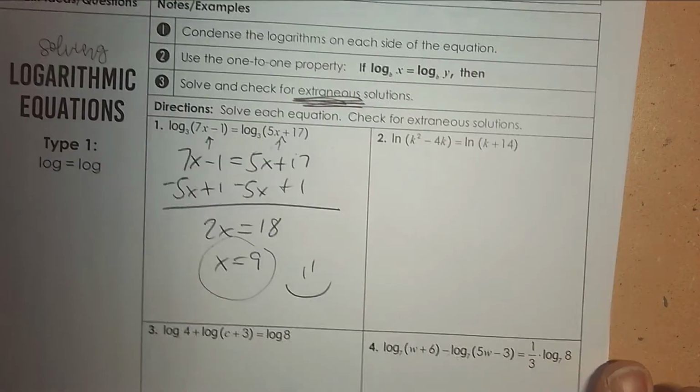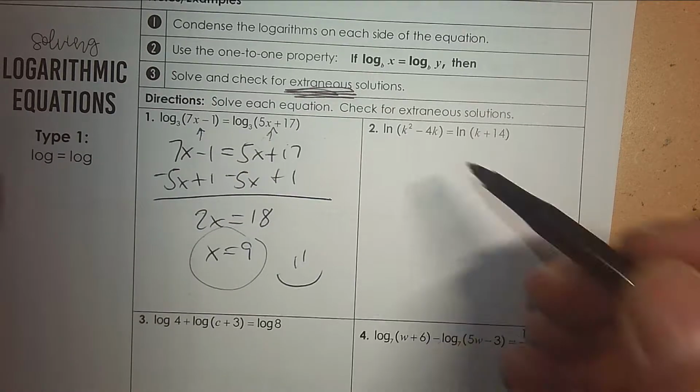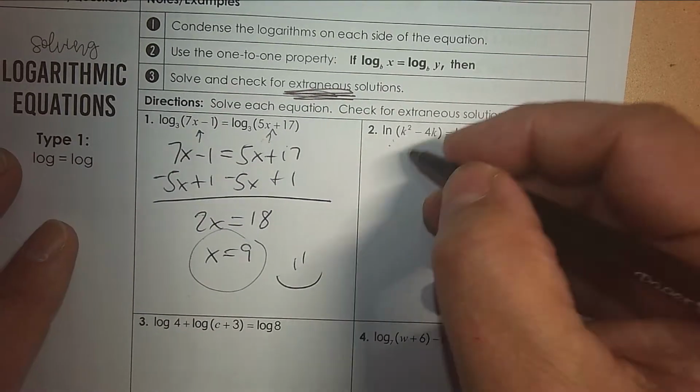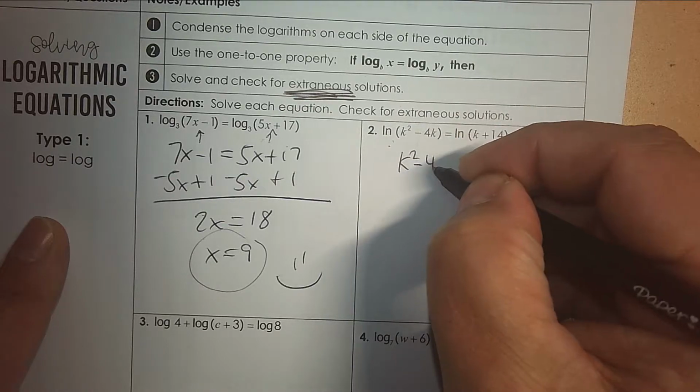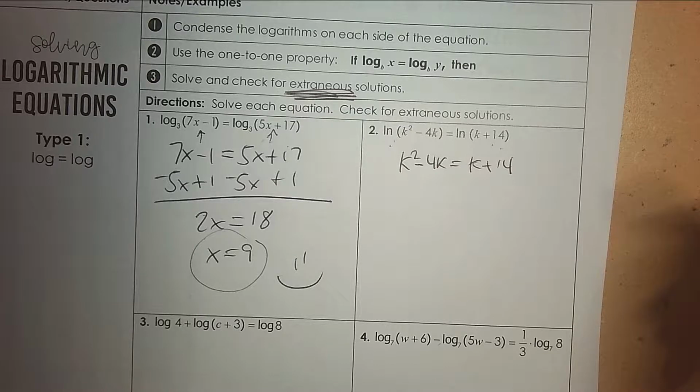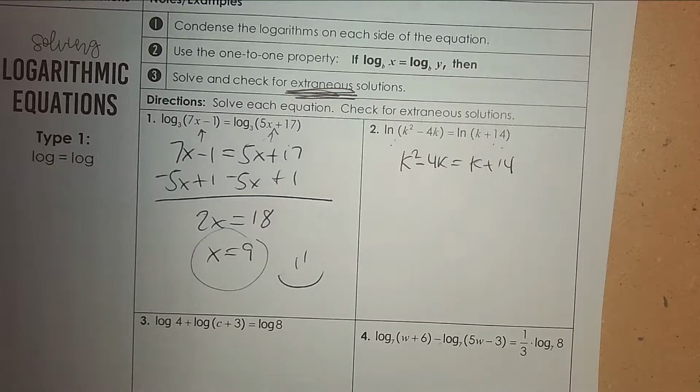Number 2. Do we have one logarithm equaling another one? Are the bases the same? Yes, e. So then take what's inside and make them equal to each other. What type of equation is this? This is no longer a log, it's now a quadratic. How do I solve a quadratic? I make it equal to 0, factor, I hope, and solve.